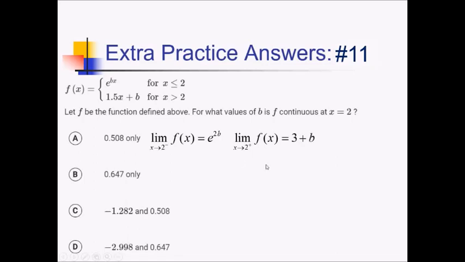And if we're doing continuity, we also have to consider the function value at 2. So f of 2 happens to be exactly the same as the left side limit, e to the 2b. All right, so for this thing to be continuous, the limits have to equal each other. So we can say e to the 2b equals 3 plus b. And the limit has to also equal the function value, which happens to already be e to the 2b. So this is something we're going to have to solve on a grapher. Let's go ahead and do that now.